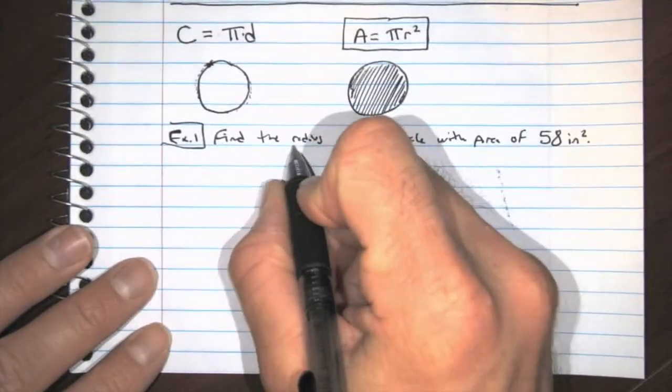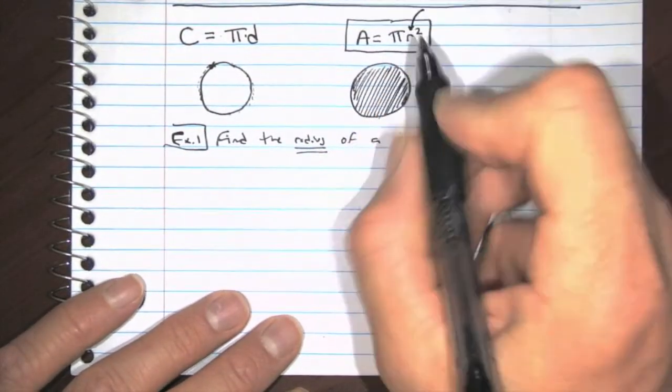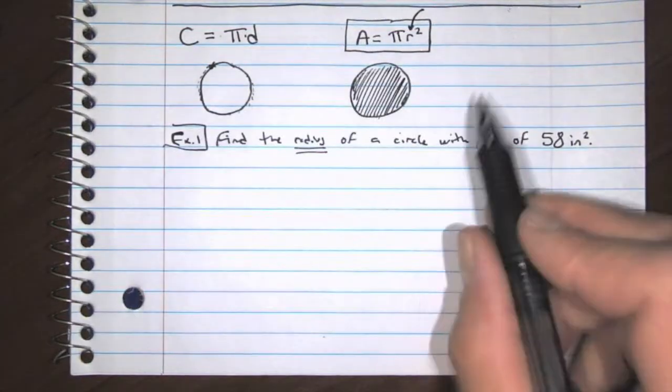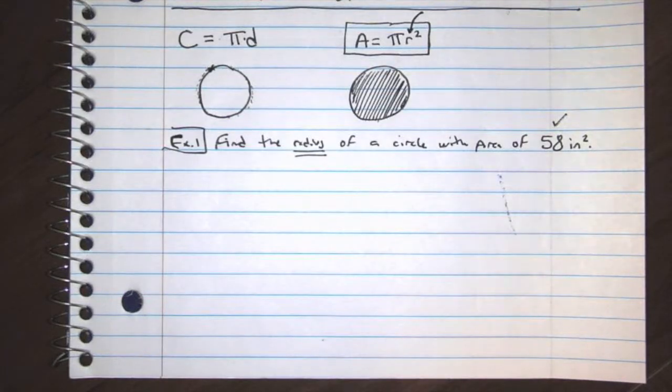Alright, notice how we're trying to find the radius this time. I'm not just going to give you a radius, have you plug it in this equation, punch it in the calculator, find the area. I'm actually going backwards. I'm going to give you the area this time, and we're going to go ahead and find the radius.